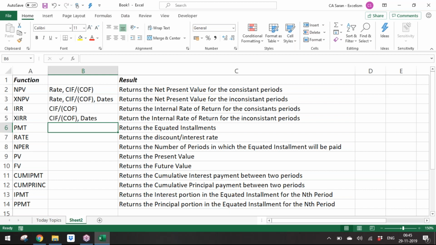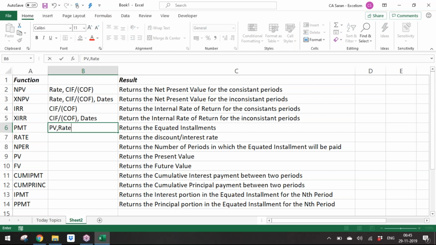Then the bank calculates the housing loan and tells you, Sharon, you need to pay this amount per month. To calculate that EMI, what are the minimum parameters the banker is looking into? There are three important parameters. How much loan you are taking? That means the present value of the loan you are taking.